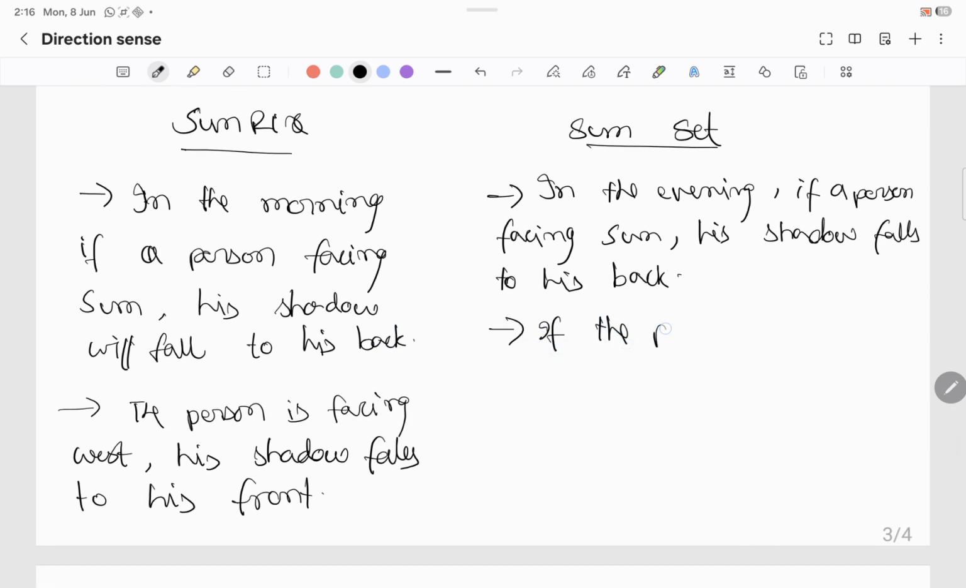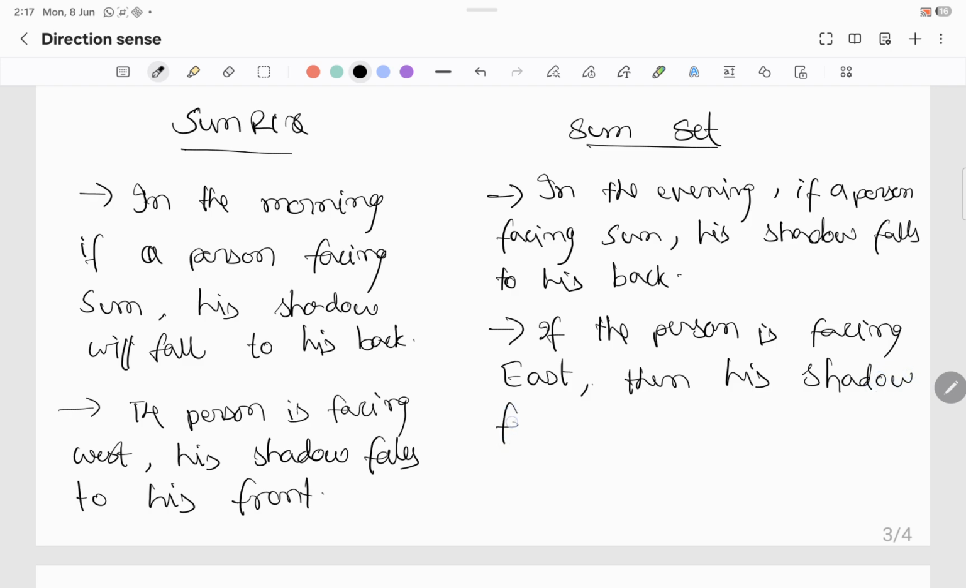If the person is facing east in the evening, this is evening time, east, then his shadow falls to his front.